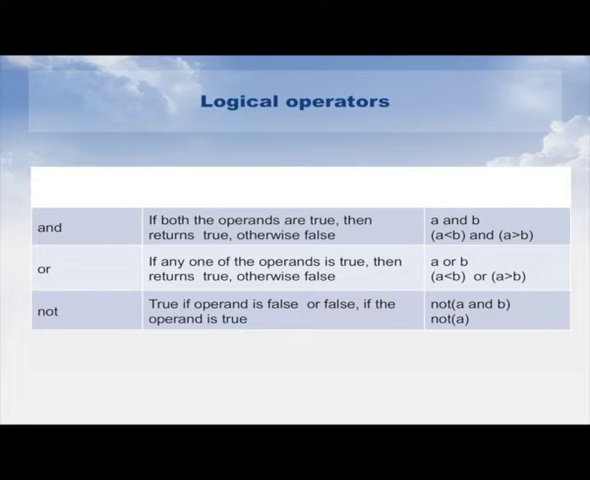Next comes the NOT operator. The NOT operator is to change the result of the operand, that is, true if the operand is false or false if the operand is true. Please note how to use this operator. Now, shall we try an example for these operators?